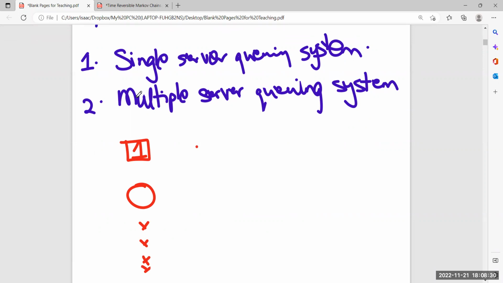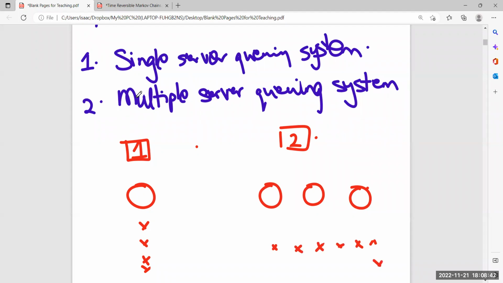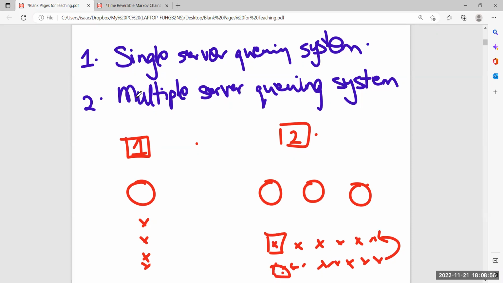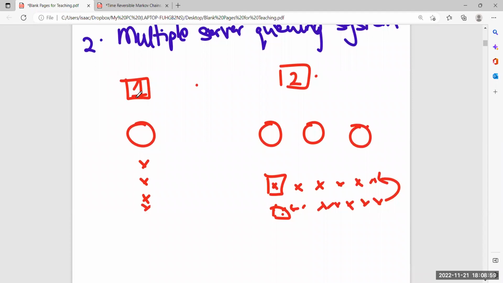And multiple server, you have more than one server. So you have some line like this. Maybe this line is kind of long. This here is the front of the line, and this here is the end of the line down here, right? And over here you have 3 servers. So we are talking about a multiple server system where you have more than 1 server, and then we have single server where we just have 1.